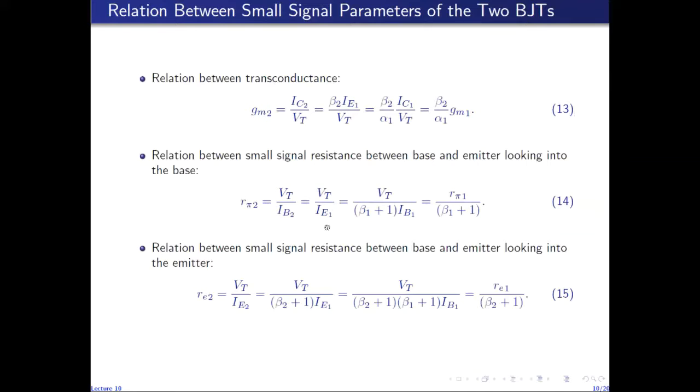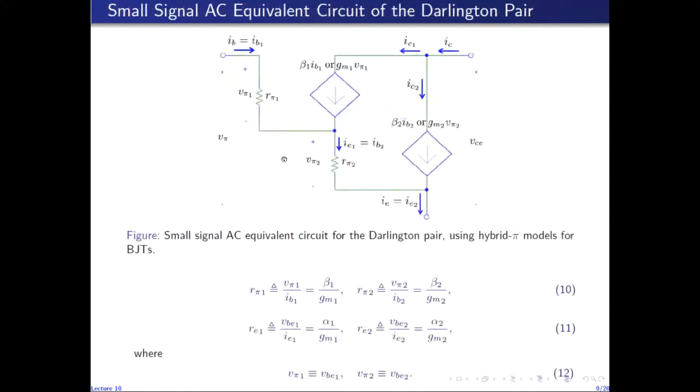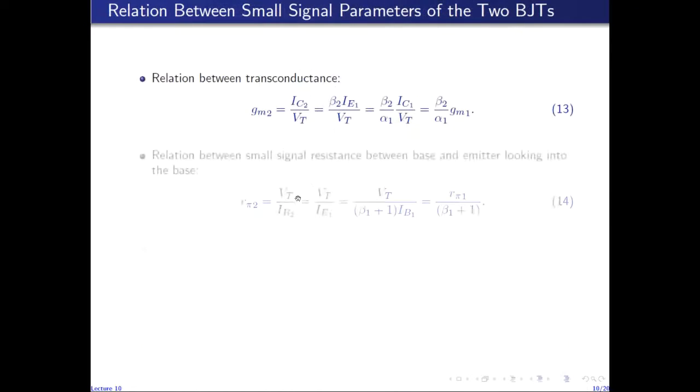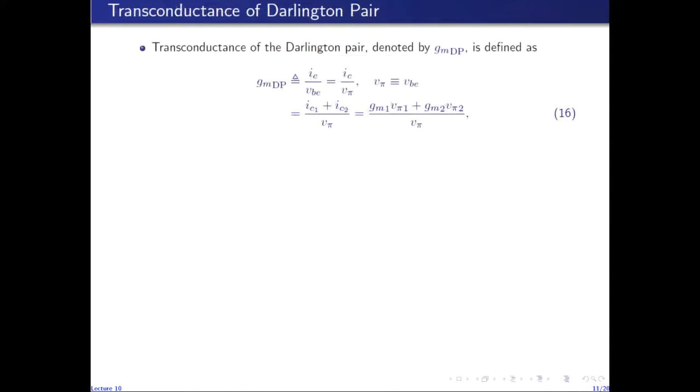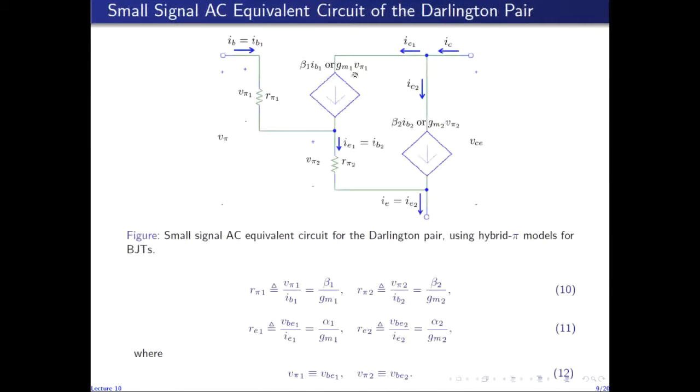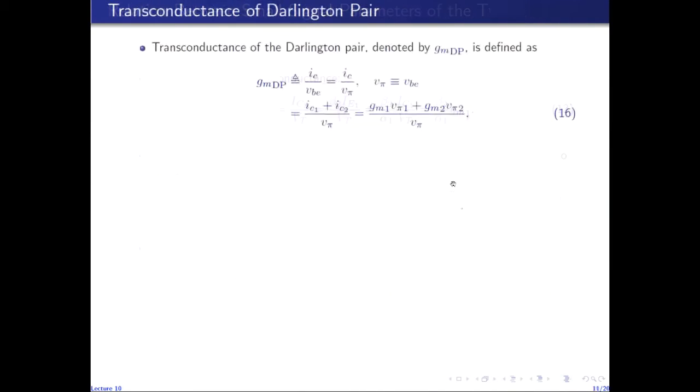Now, using these relations and this small signal AC equivalent circuit of the Darlington pair, we can find the small signal parameters of the Darlington pair. So we'll start with the transconductance, which we define as before for a single transistor. The transconductance is defined as the ratio of the small signal collector current to the small signal base emitter voltage. So for the Darlington pair, we define the transconductance as the small signal total collector current to the small signal total base emitter voltage of the Darlington pair. So it is small ic over vbe. vbe is v pi.